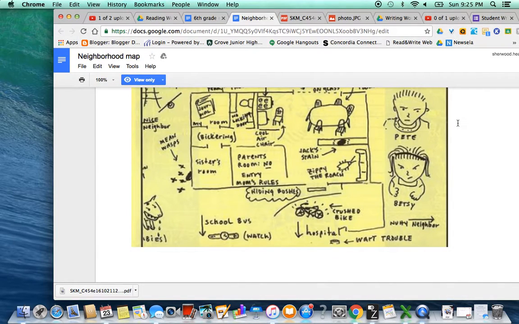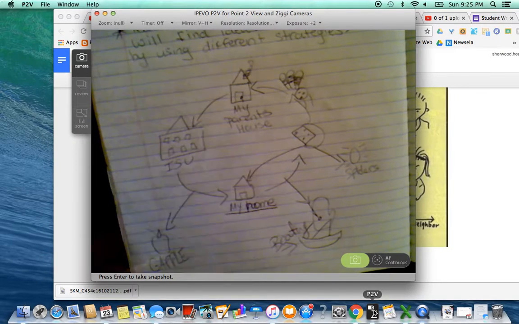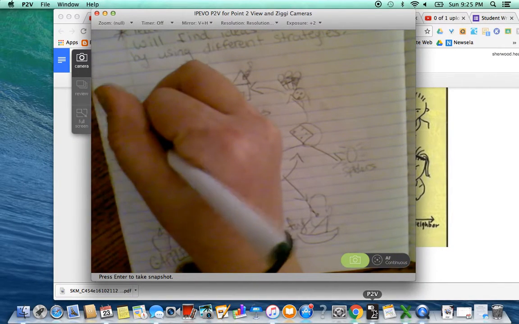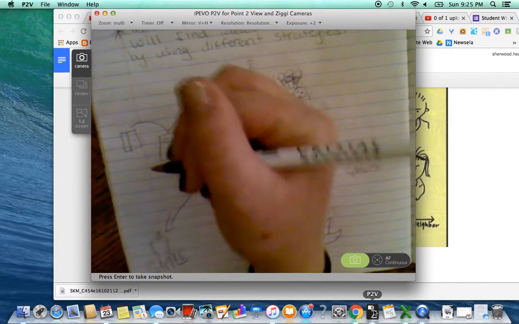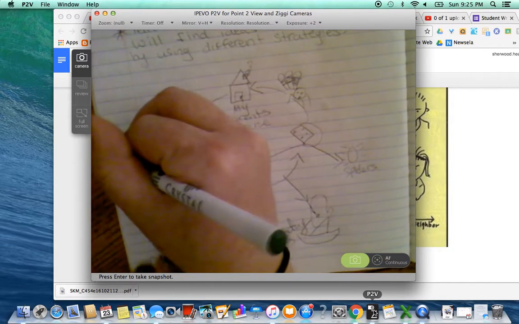Let's see. Oh, from ISU, some of you know this story. A specific spot that is important is the elevator. Two points to your class if you know why it's an important place.